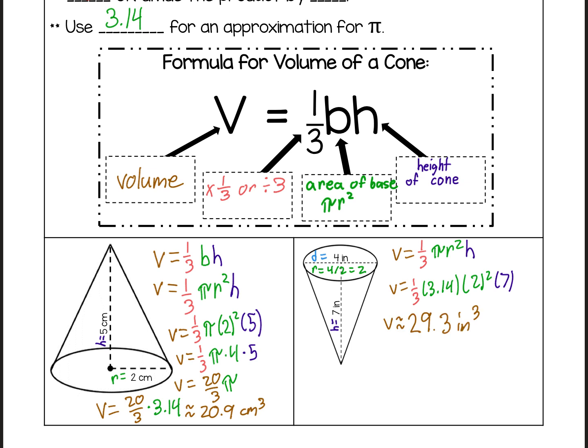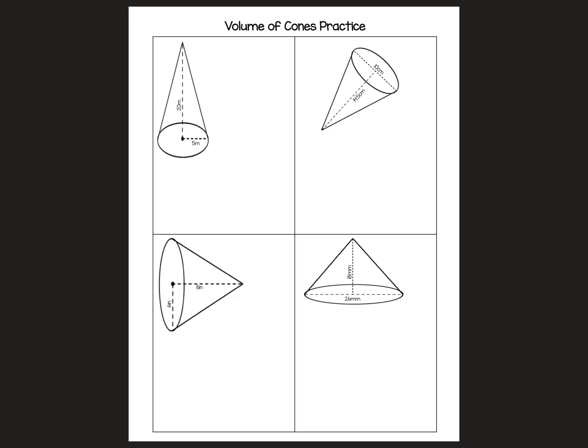Now, type all of this into the calculator. V equals 1/3 times 3.14 times 2 squared times 7, and you should get approximately 29.3 cubic inches. Finally, let's practice finding the volume of 4 different cones. Pause the video and try these examples.